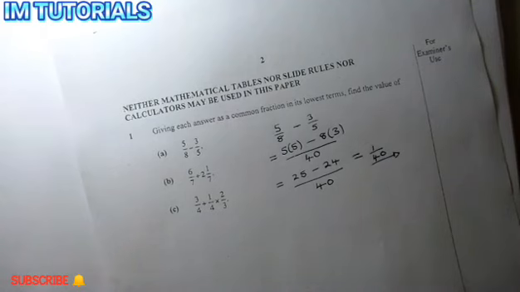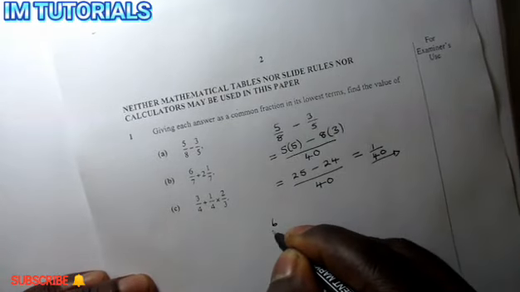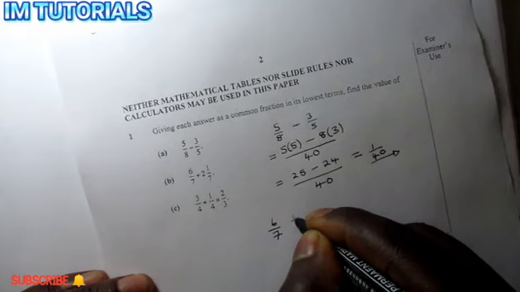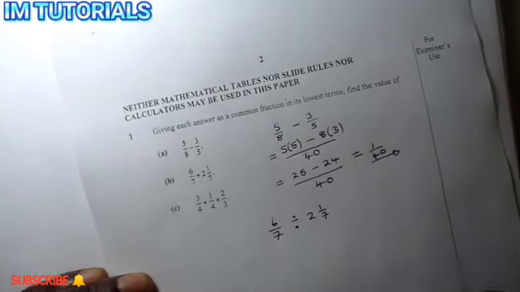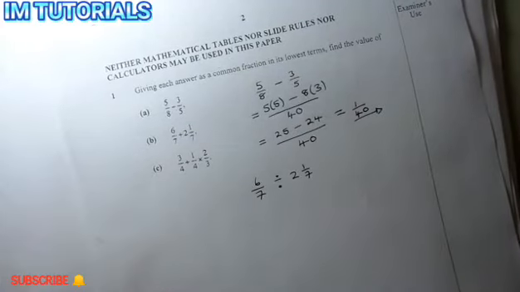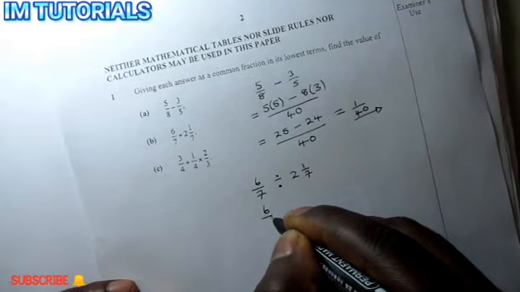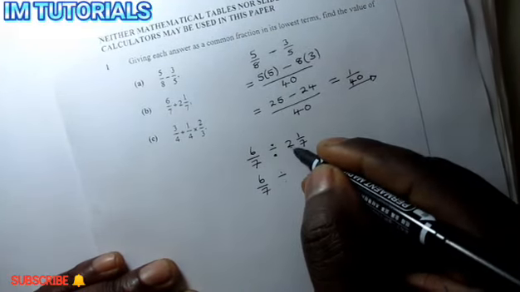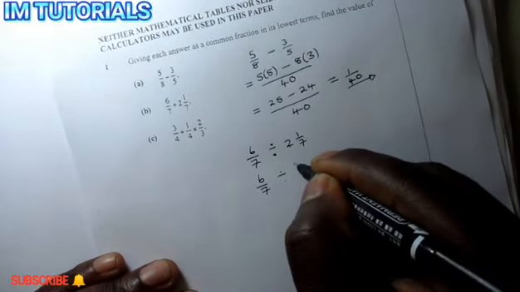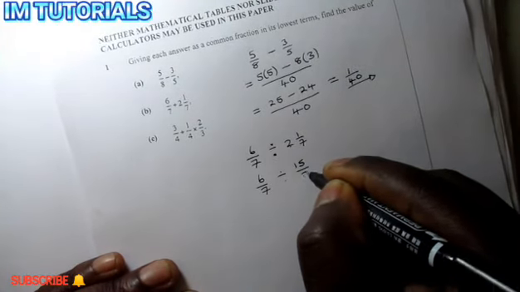Then we move on to part number 1B. It reads 6 over 7 divided by 2 and 1 over 7. The first thing to do is to convert 2 and 1 over 7 to an improper fraction. So you write 6 over 7 divided by, 7 times 2, you get 14 plus 1. It gives you 15 over 7.